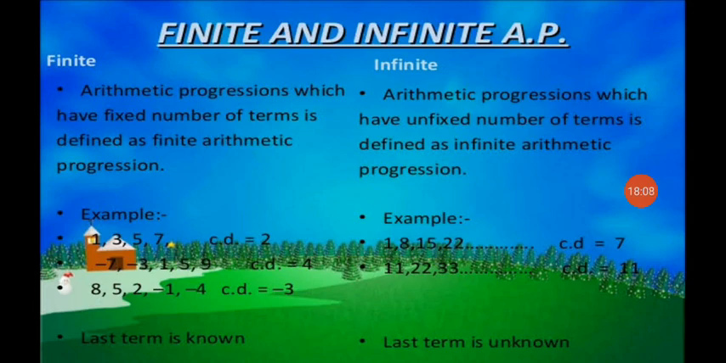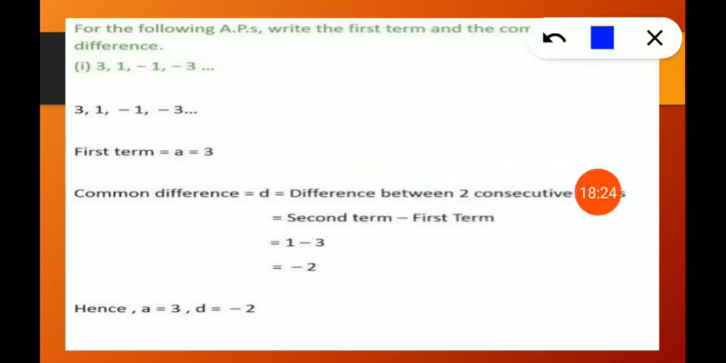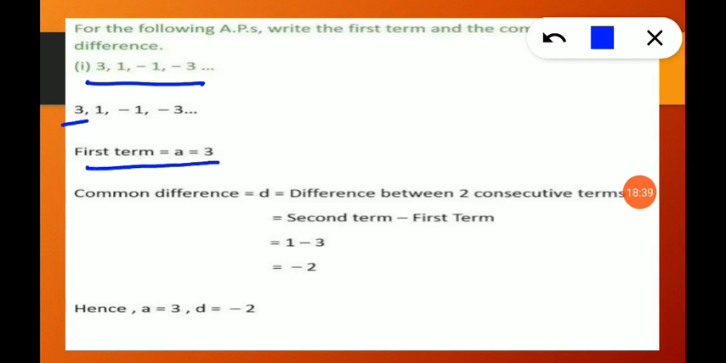Okay students, the question is: for the following AP, write the first term and the common difference. The AP is given as 3, 1, -1, -3. So what is the definition of the first term? The term which is in the first position. Here the term in the first position is 3. So the first term a is equal to 3.